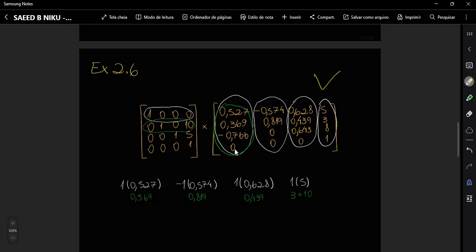And on the next video we will start to solve this example, which is about a referential that is being moved 10 units alongside the axis y and 5 units alongside the axis z on this reference system.